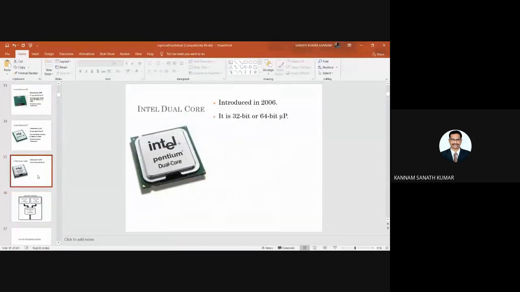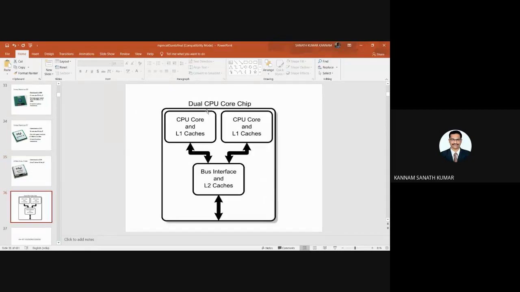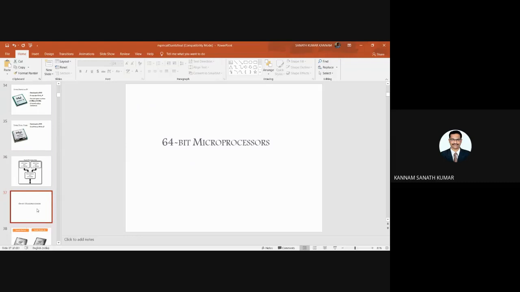Okay, and next after Pentium, you got the dual core. Dual core means what? Two CPUs will be there. So dual core was introduced around 2006. It is 32-bit and 64-bit. Okay, Intel Pentium dual core. Dual core means you have two CPUs. Two CPUs are connected with one bus interface. So it is a 64-bit microprocessor.